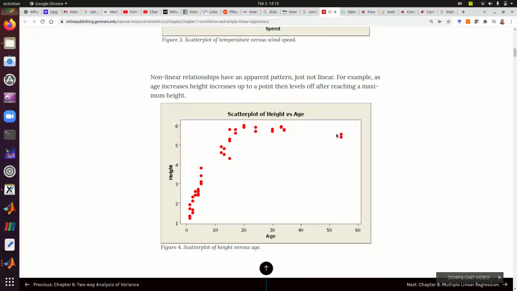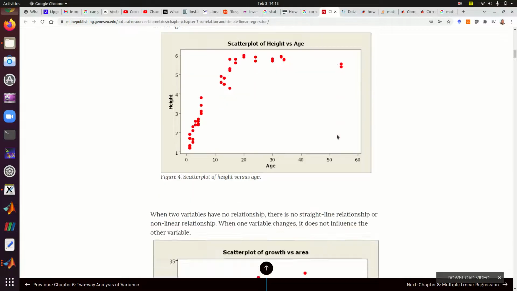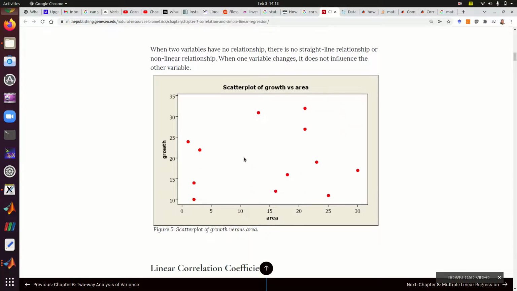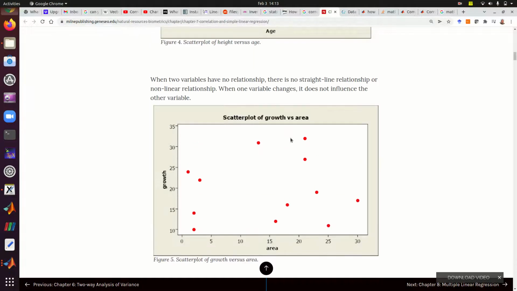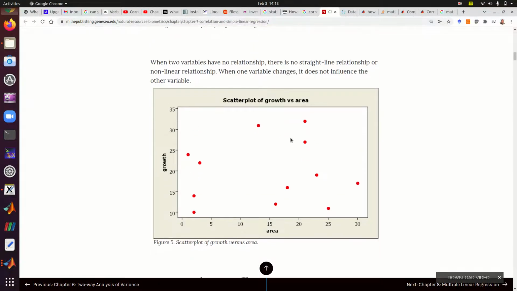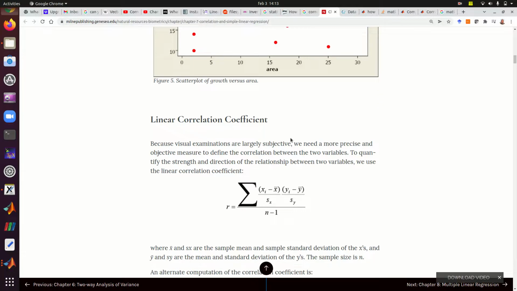And this is non-linear, clearly, because you can see that our data will increase, and then either it reaches a point and is kind of flat at the top here. Or in here it is hard. I'm not so sure if you can find any relationship in here, so we have no relationship.